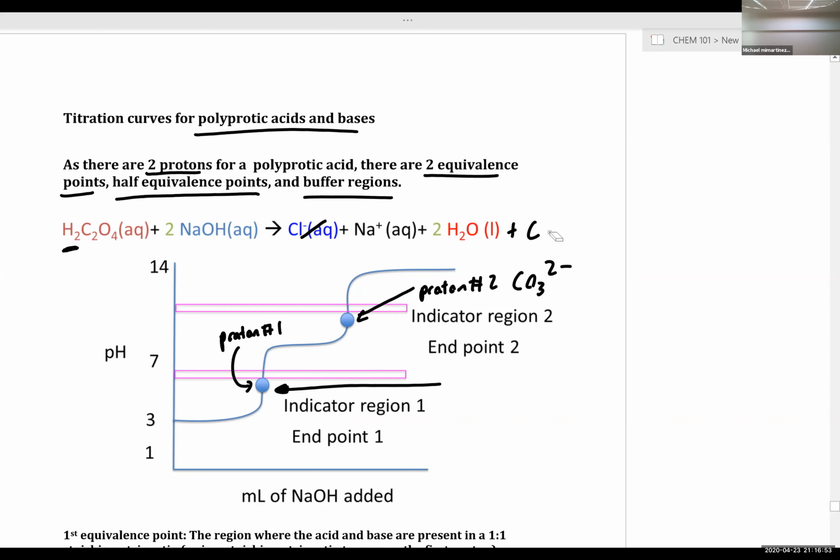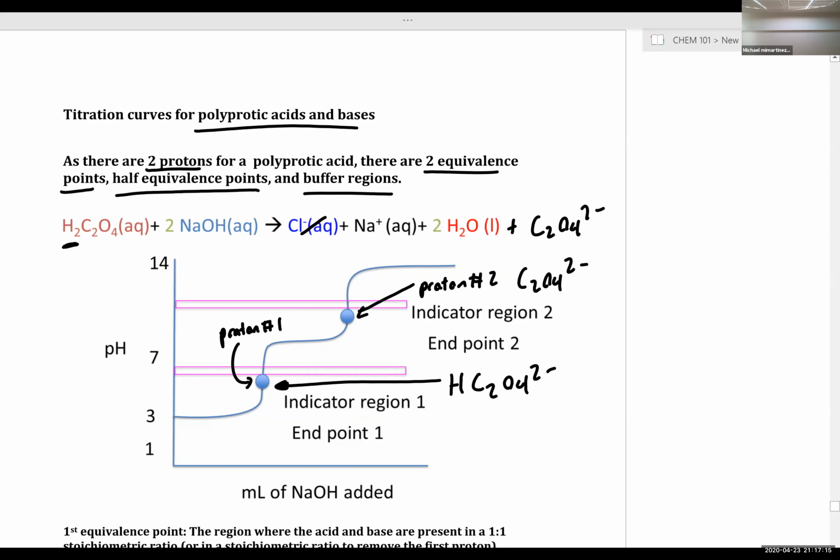Oh, whoops, this is oxalic acid, sorry. So it'd be C2O4, 2 minus. And then after proton 1, we'd have hydrogen oxalate, which is HC2O4, minus.